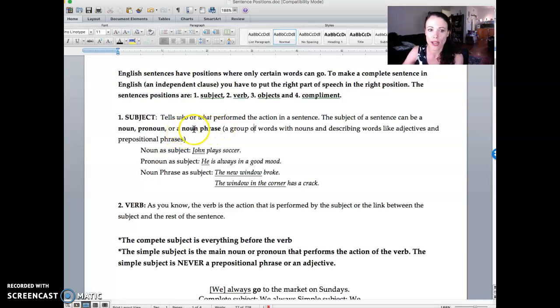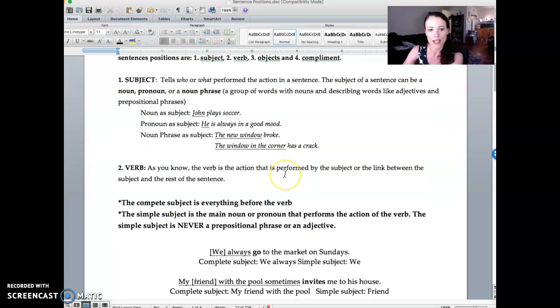So what is a noun phrase? Remember that a phrase is a group of words. So a noun phrase is a group of words with nouns and some describing words, like adjectives or prepositional phrases. So the noun as subject here would be John plays soccer. The pronoun as subject would be he, right? He is always in a good mood. And then these are noun phrases. The new window. The window in the corner. Okay? So this is what we call a complete subject.